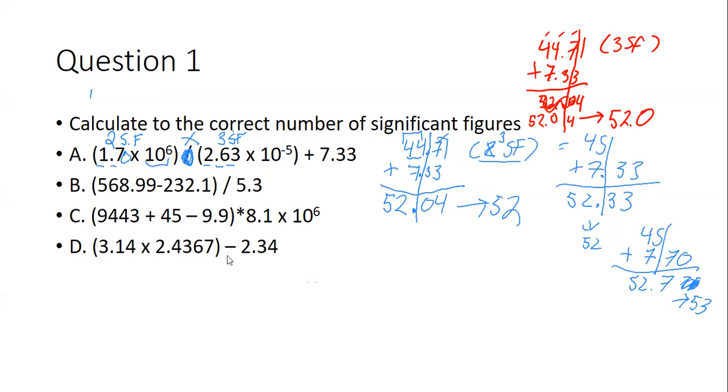Let me just reply to these last messages here. Why isn't the 71 after? Because it's 1.7 multiplied by 2.63. 1.7 has 2 sig figs. 2.63 has 3 sig figs.